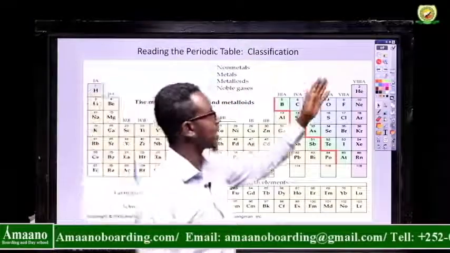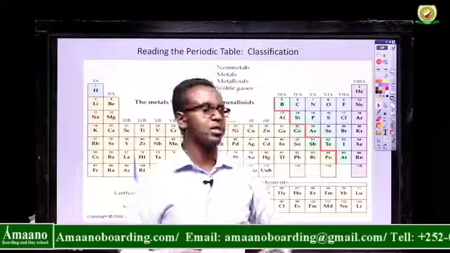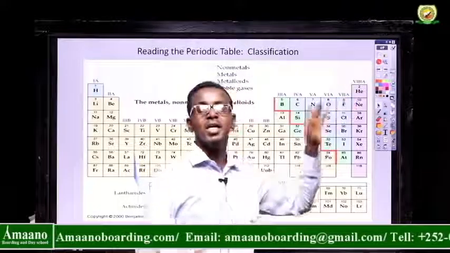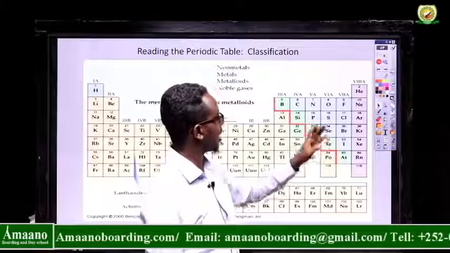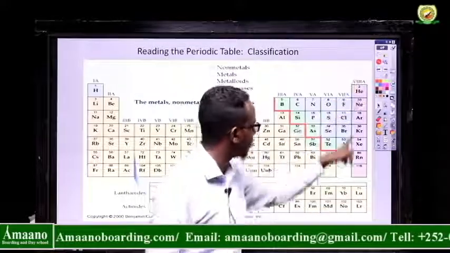Noble gases, in general, are under non-metals, but they have different properties from the other non-metals. So they have this gray color.